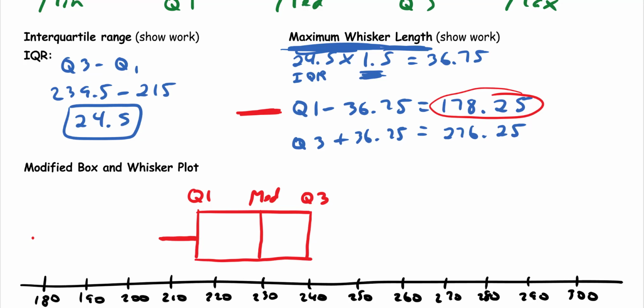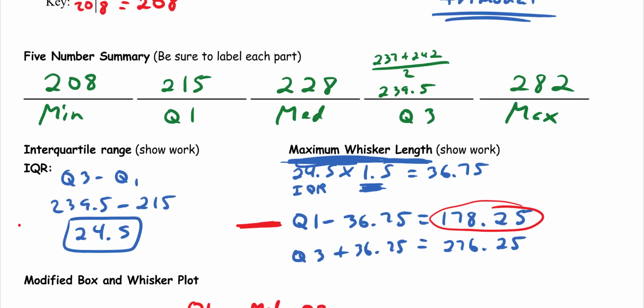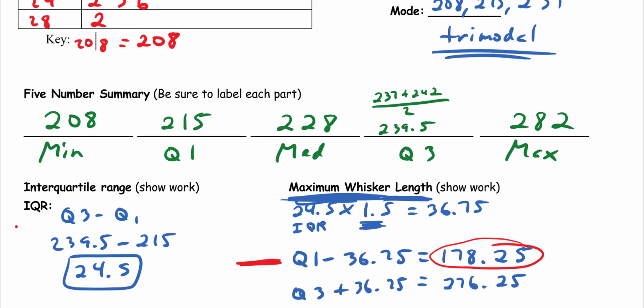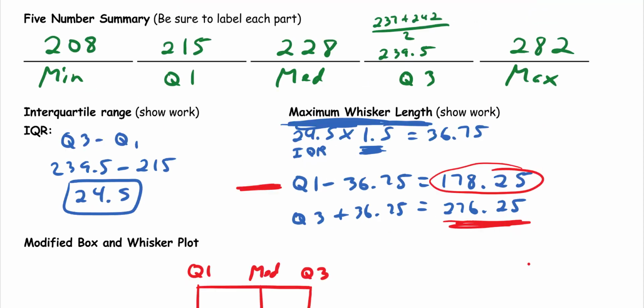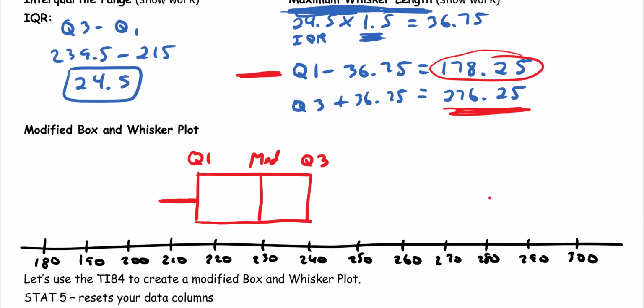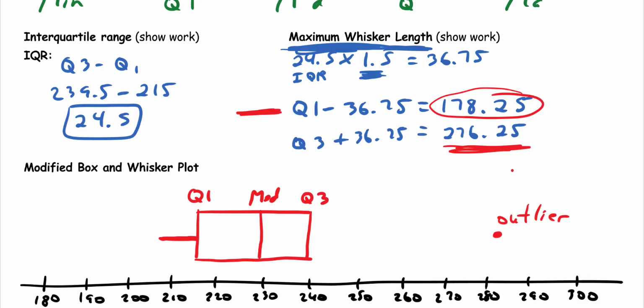Okay, now let's go the other way. So the maximum value is 282. And you're looking at this and going, oh, geez, look at that, 282. That's past the whisker. What does that mean? It means it's an outlier. It's past the whisker length. So you plot the 282 just as a point. 282 is right here, and we're going to call it an outlier. It's nice to label things. Always label things.